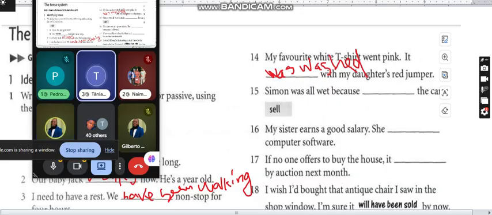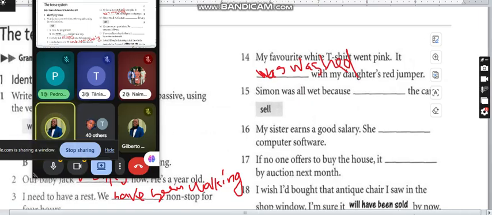Okay, so the result of having been washing, right? So what tense should that be? Past perfect continuous. Okay, should be past perfect continuous. Very good. So Simon was wet because he had been, and it should be he had been.